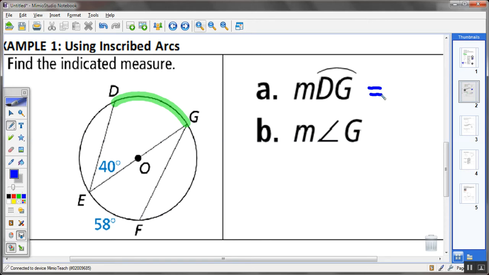I'm sorry, what was that number again? 80, you said? Yep. Everybody understand? Give me a show of hands. How many agree with that right there? Okay, how many think they can find angle G up here?